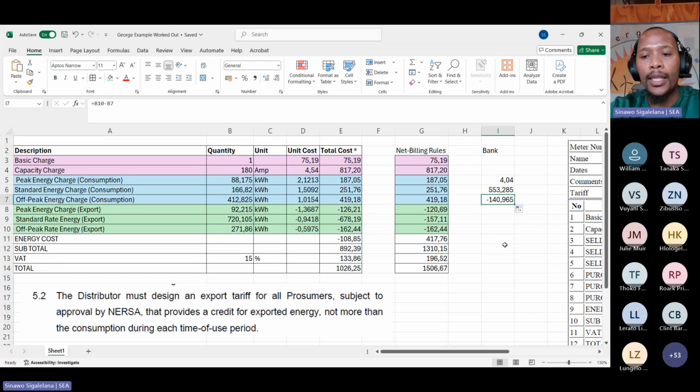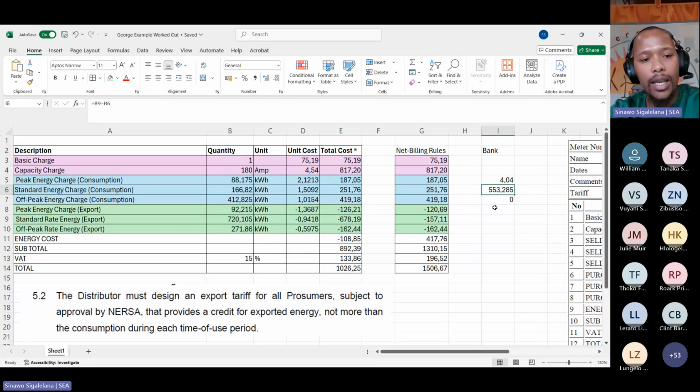And with the banking, for example, I've done a quick calculation here of how much the customer would bank. Let me put a zero here. They would bank in the peak and standard periods, right? Because they send back to the grid more than they consume. That's the banking, right? So the rules then don't articulate how the banking must be allocated in the next billing month, right?